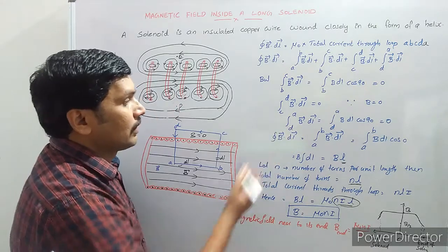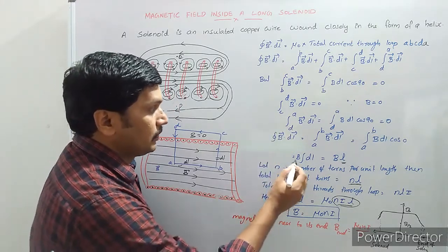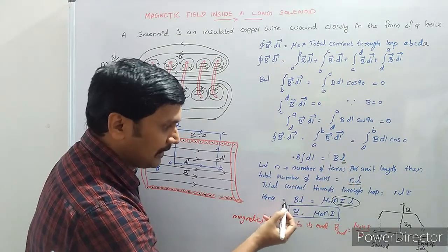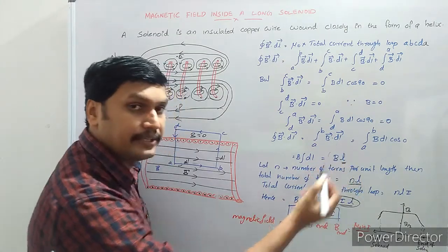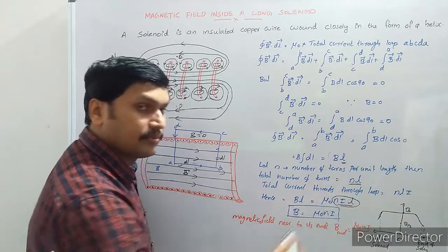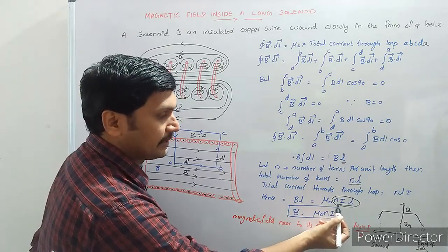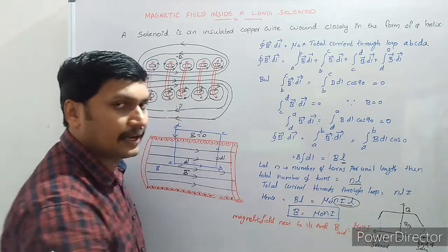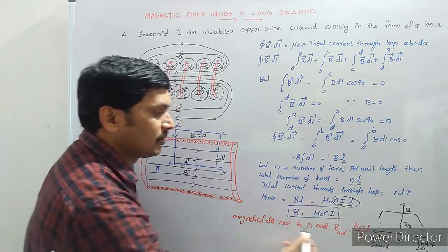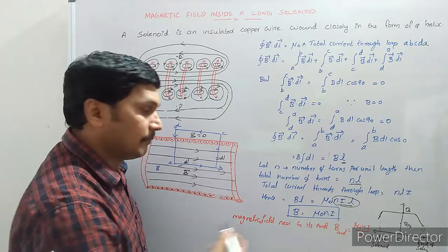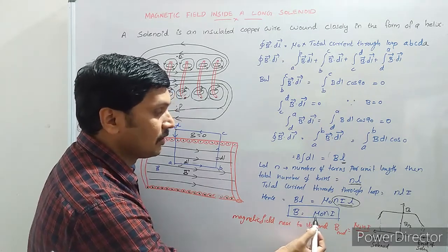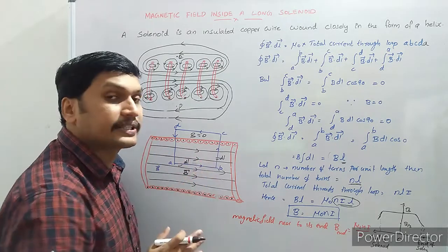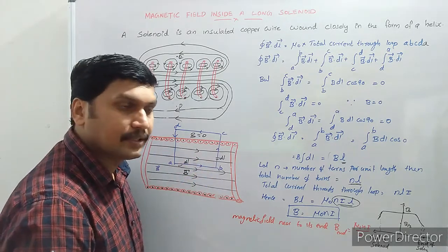Now apply our Ampere's Circuital Law. Now B dot dl is equal to B into L. So B into L is equal to mu0 into I. What is I? n I L. So B L is equal to mu0 n I L, or B is equal to mu0 n I. The magnetic field B is equal to mu0 n I. That is the magnetic field inside a long solenoid.